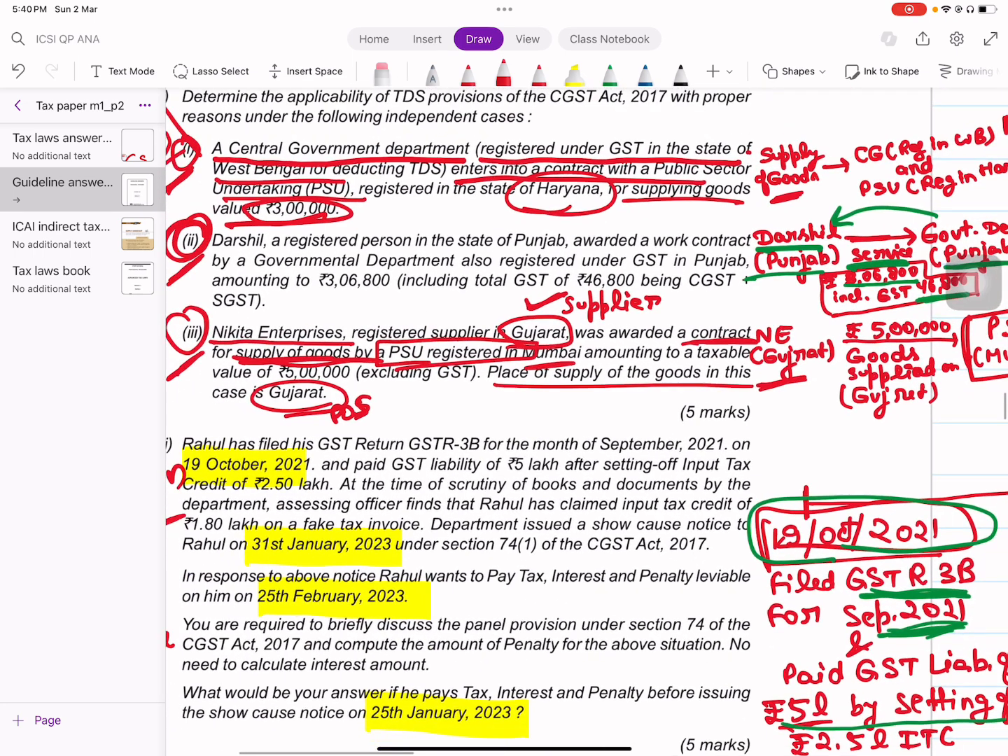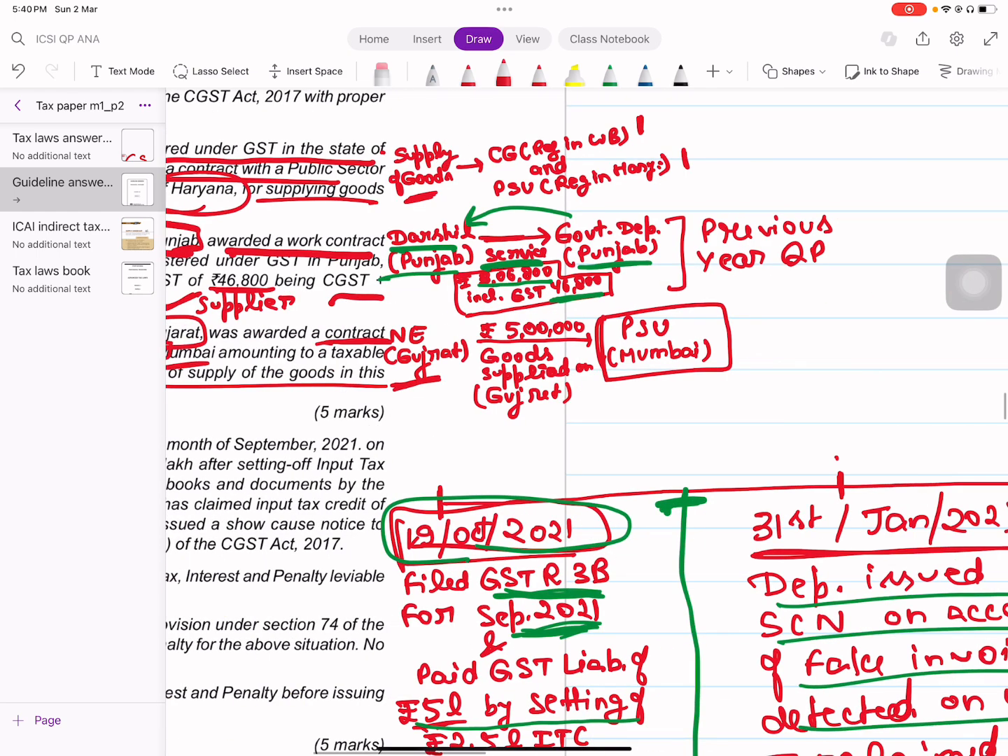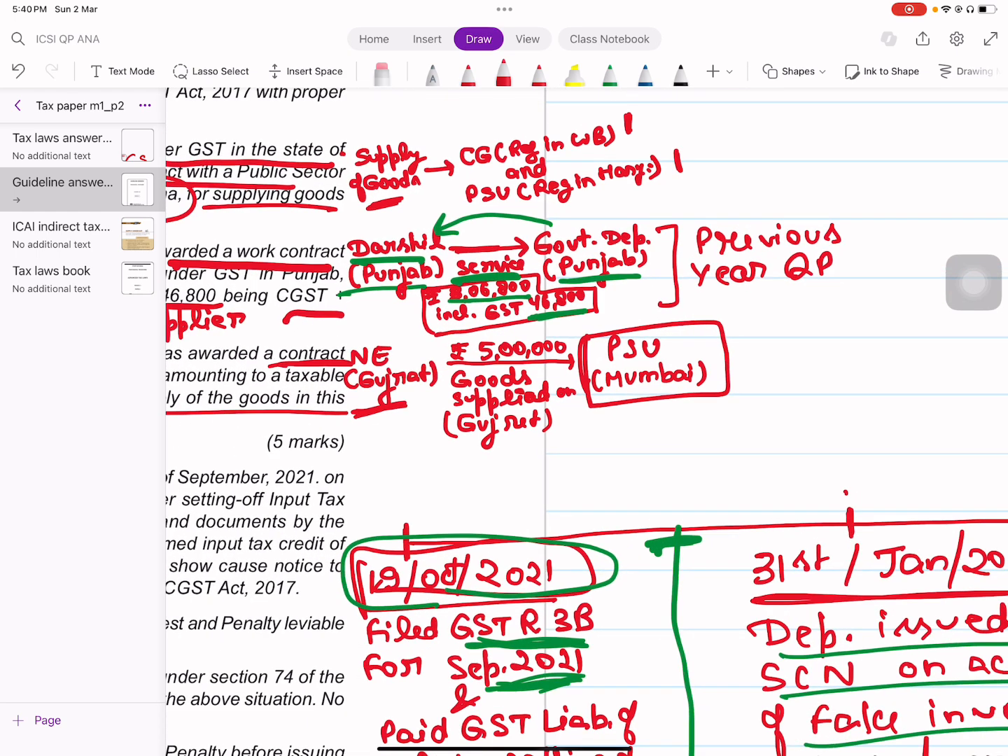Now the second transaction. Darshil, a registered person in the state of Punjab, was awarded a work contract by a government department also registered under GST in Punjab, amounting to 3,06,800, with GST of 46,800 being CGST and SGST. Now what happened here is Darshil in Punjab provided services to the government department in Punjab, and the government department is required to pay him 3,06,800 including GST of 46,800. Now whether the government department is required to deduct TDS from Darshil?